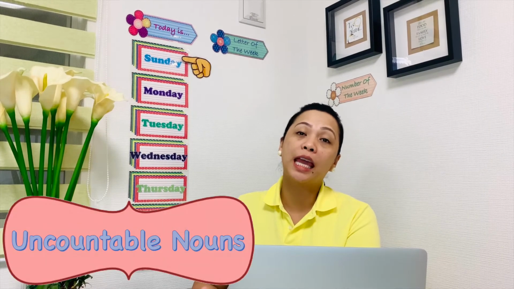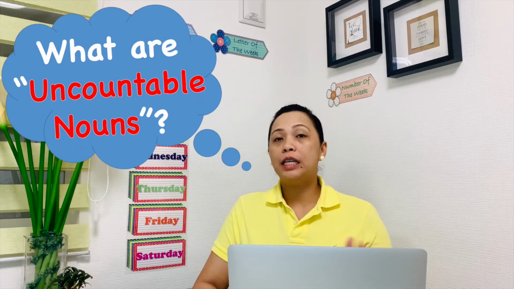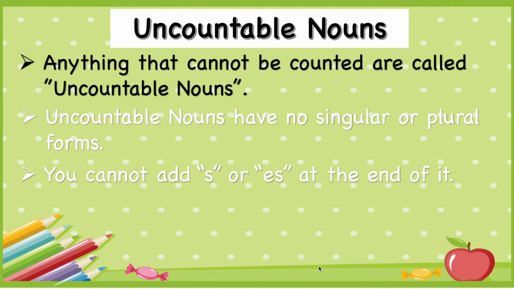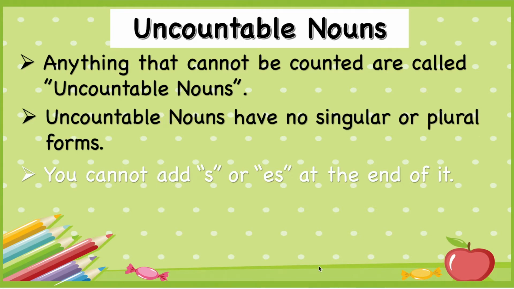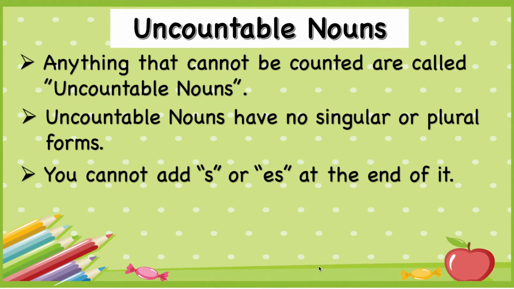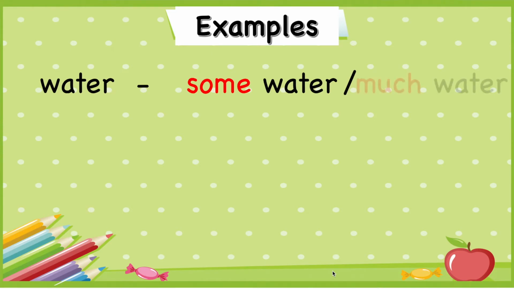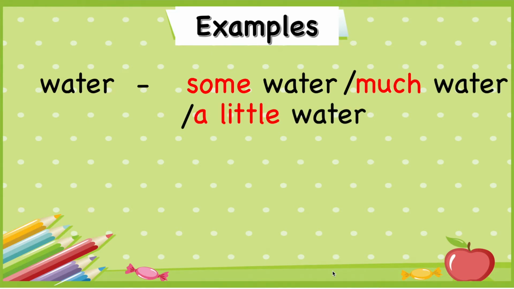Now let's go to uncountable nouns. What are uncountable nouns? Anything that cannot be counted is called an uncountable noun. Uncountable nouns have no singular or plural forms. You cannot add s at the end of an uncountable noun. For example, water. You can't say waters, but you can say some water, much water, a little water.